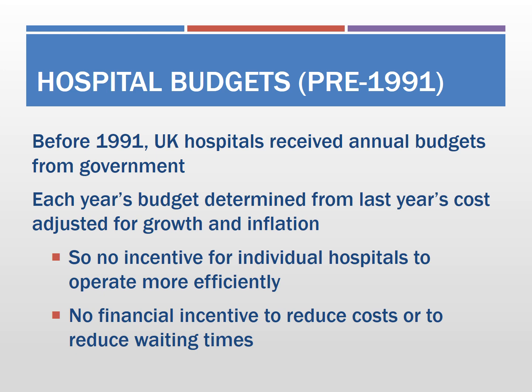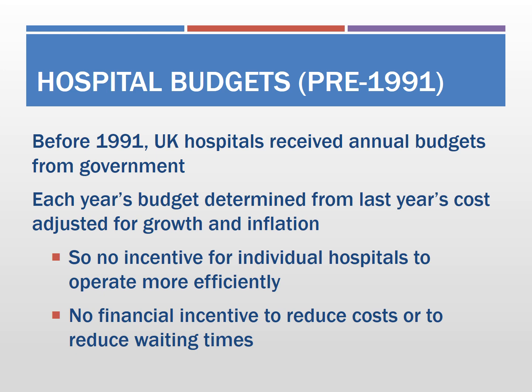Before 1991, the UK hospitals received an annual budget from the government. So basically it's a government-funded program. All the hospitals received a fixed budget from the government every single year. And each year, the budget was determined from the last year's cost, adjusted for the growth of the markets and also inflation.